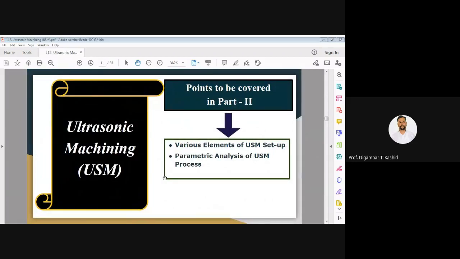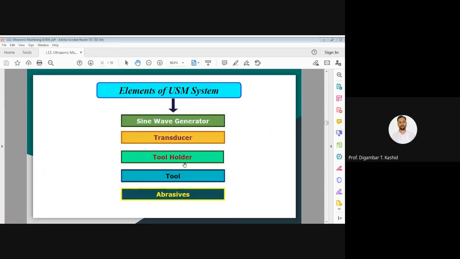Now let us discuss the various elements of the ultrasonic machining setup. We have just seen the setup. Now, which are the elements? Here I have listed a sine wave generator, then transducer, then tool holder, tool and abrasives. So these are the elements. Now let us discuss them one by one.